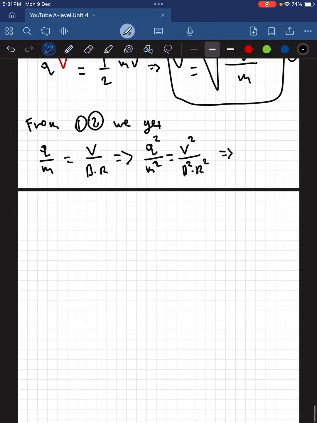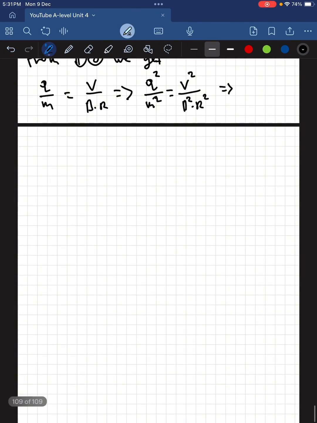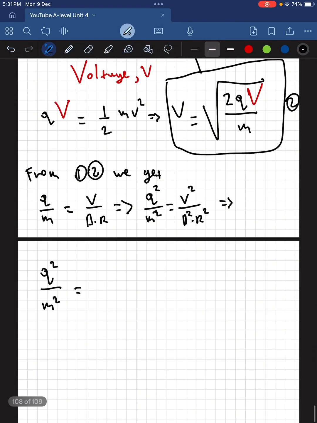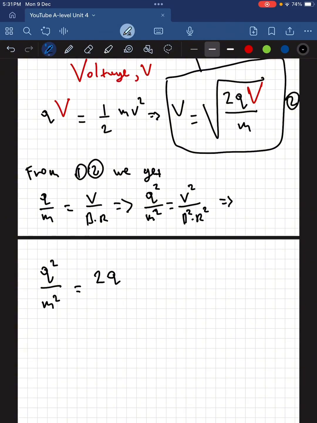So let me use a clean page. So q squared over m squared is v squared, which is 2q times the voltage. I'm gonna use red for the voltage, okay? Over B squared R squared, okay?